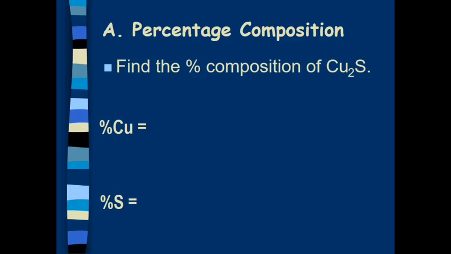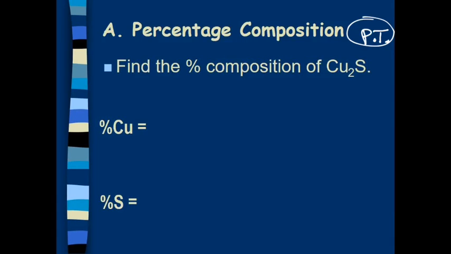So I have out a periodic table. Please make sure you have a periodic table handy. So PT, that's my abbreviation for periodic table. Have that out. So the first element I'm looking at is copper. I find the mass of copper. We're just going to use 2 decimal places on the periodic table.